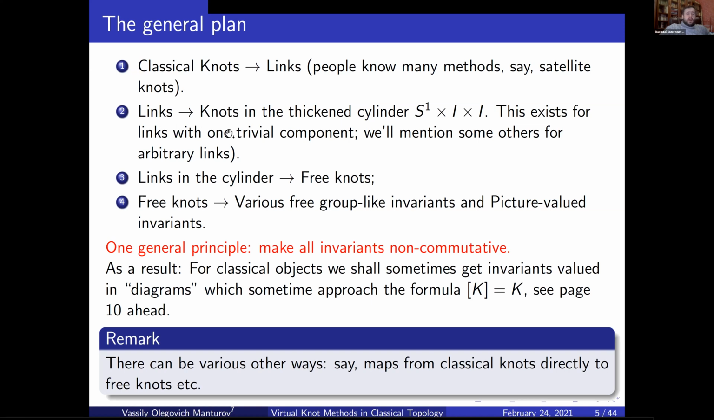Then, having knots or links, we can get knots in the second cylinder, something like this. So here we have something like homology. S1, unlike just three-space, has at least first non-trivial homology groups. Then we can map something to free knots in various ways, and the fourth step is how to construct many picture-valued invariants and many free group invariants. One of the general principles of our work today and our further work is to make all invariants non-commutative.